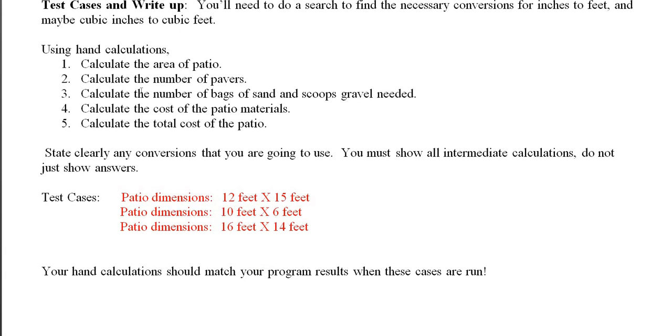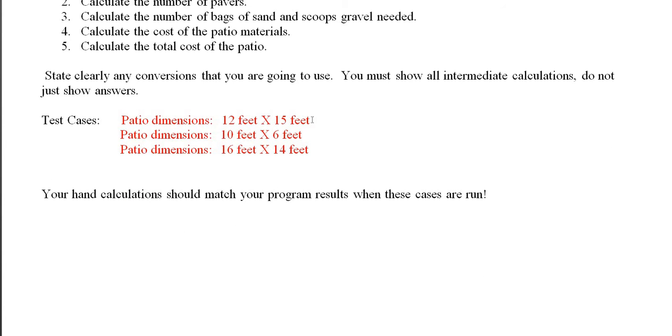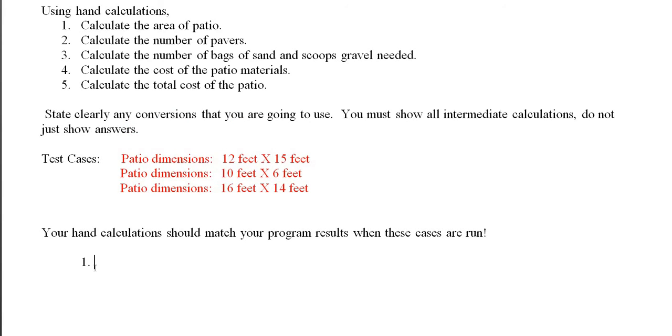Now, this test case tells us what calculations we're going to have to do, so I'm just going to follow those. And I'm going to do the first test case. The other two are up to you. So let's look at step number 1 for the test case, which is calculate the area of the patio. The patio area is going to be the length times the width. So that's going to be 12 times 15, and that equals 180 square feet.